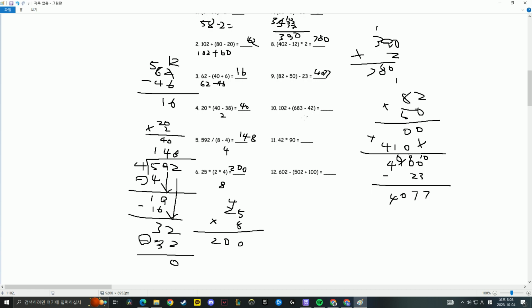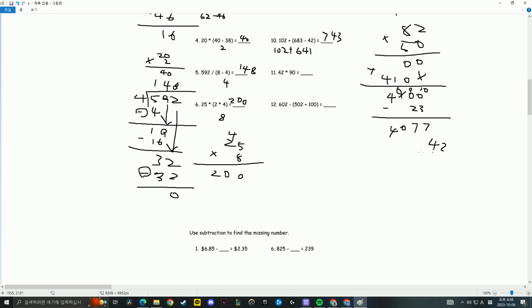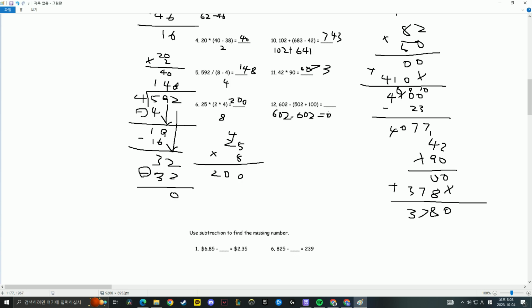683 minus 42 is 641. And 102 plus 641 would be 743. 42 times 90, let's do that right here. 42 times 90, 0, 0, placeholder. 18, carry the 1, 36, add the 1, 0, 8, 7, 3. 502 plus 100, that's 602, and we subtract from 602, which is equal to 0.